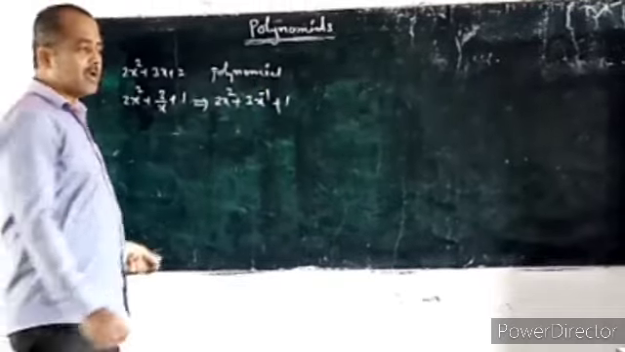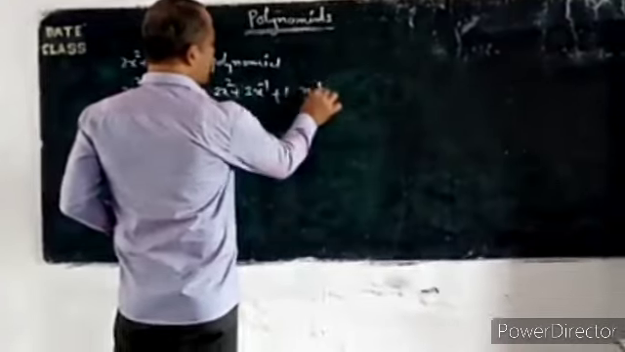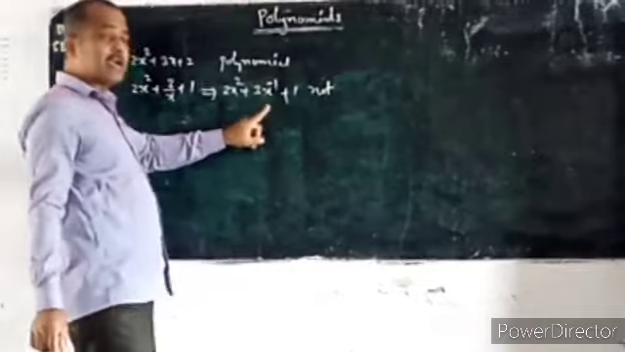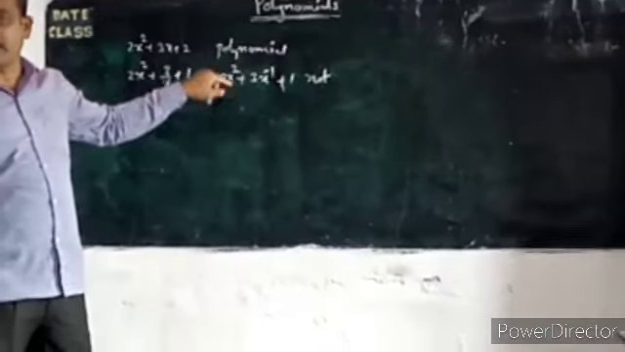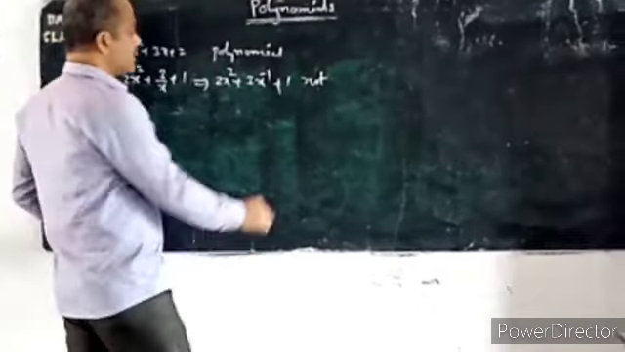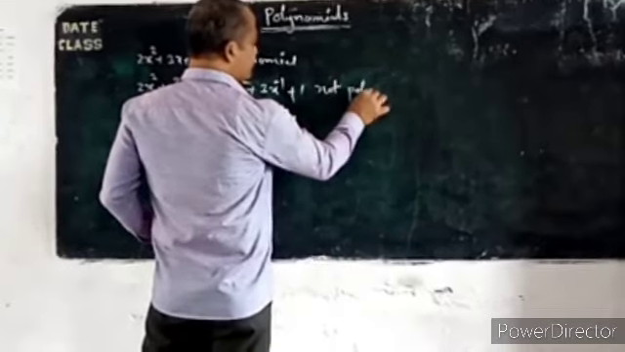So it is not a polynomial. Why? It contains a negative integer as the exponent. So it is not a polynomial.